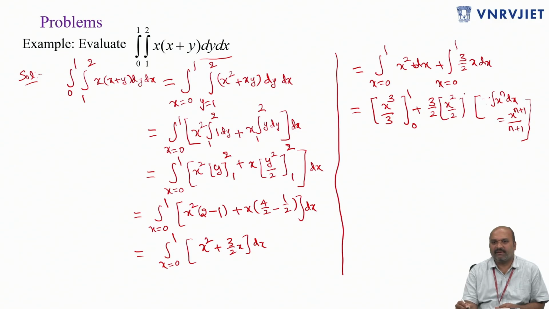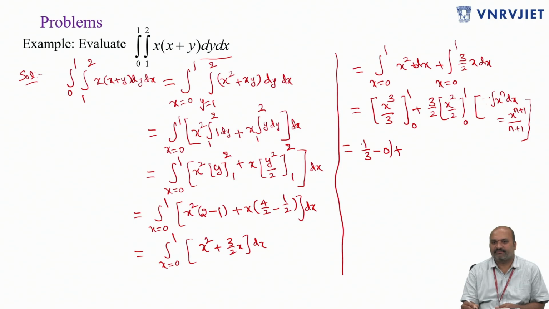Upper limit is 1 and lower limit is 0. This is equals to, instead of x, substitute 1 and 0. First 1, it is 1 by 3. 1 cube is 1 minus substitution of lower limit, which is 0 divided by 3, which is 0.